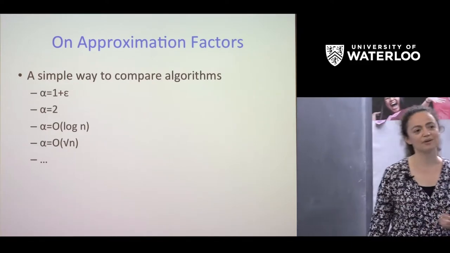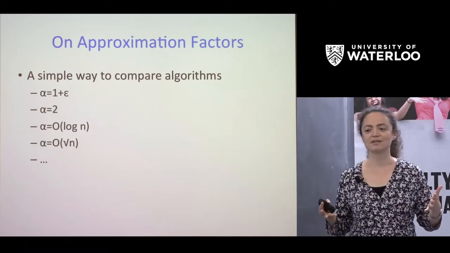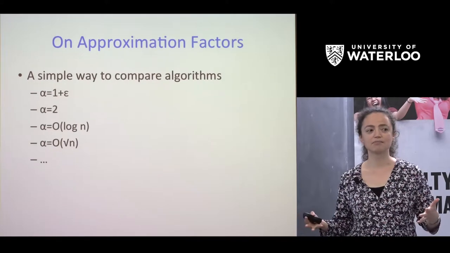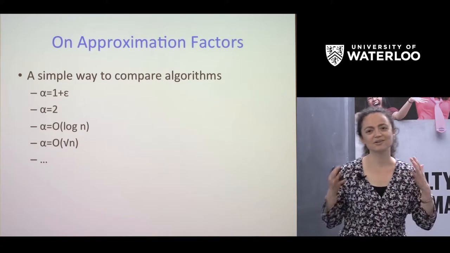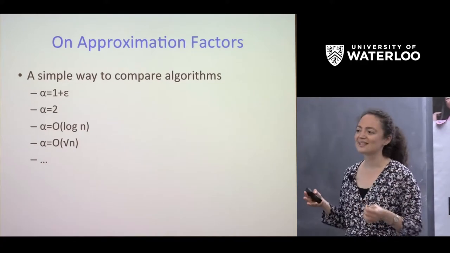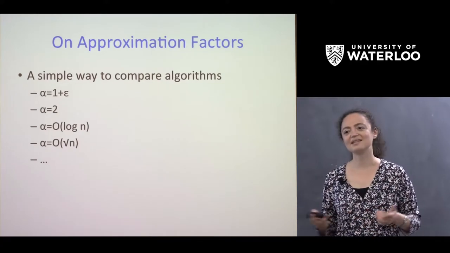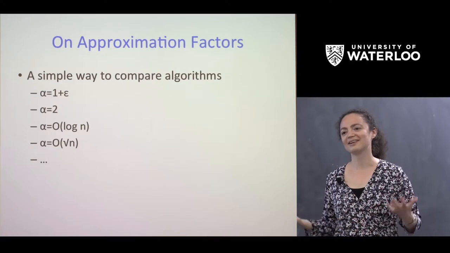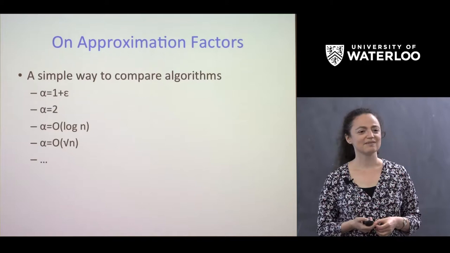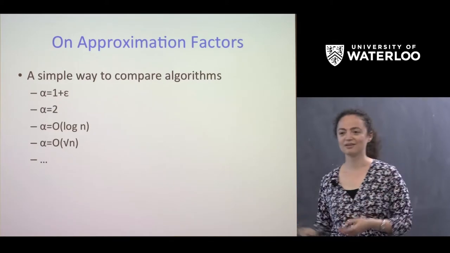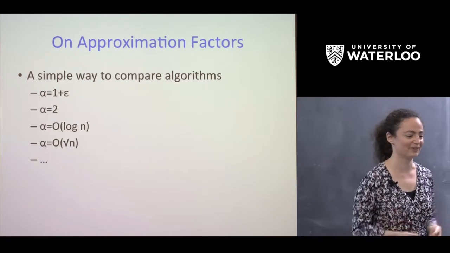But sometimes you have no choice and you have to get an approximation factor that depends on your graph size, like log n, square root n, things like that. So normally, intuitively for me, when I see a polylog n approximation, it's not ideal, but you can live with it sometimes. When you see square root n approximation, that's just, forget about it. We don't know what to do about this problem.